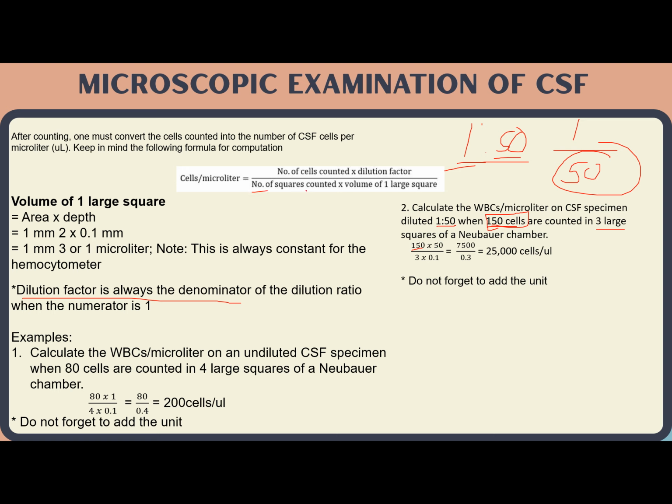Then you divide it by the number of squares counted. We have 3. Then the volume of 1 large square, which is 0.1. So 7,500 divided by 0.3 would be equal to 25,000 cells per UL. Again, do not forget to add the unit.